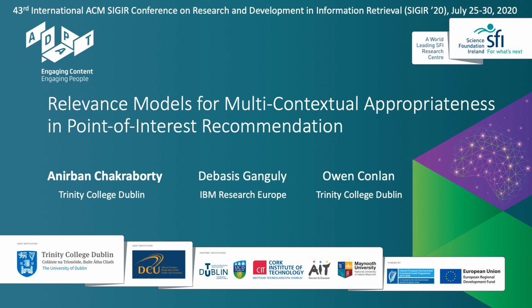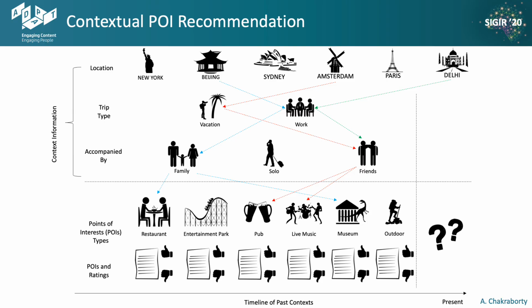Here, I will present our work titled Relevance Models for Multi-Contextual Appropriateness in Point of Interest Recommendation. For the task of contextual point of interest, that is POI recommendation, a system needs to recommend a set of relevant POIs to a user based on the user's preference history and the current contextual constraints such as the current location, trip type, etc. Broadly, there are two types of contextual constraints, hard and soft.